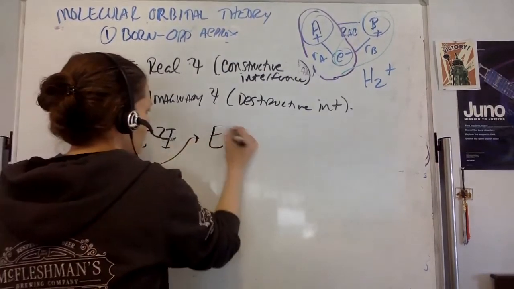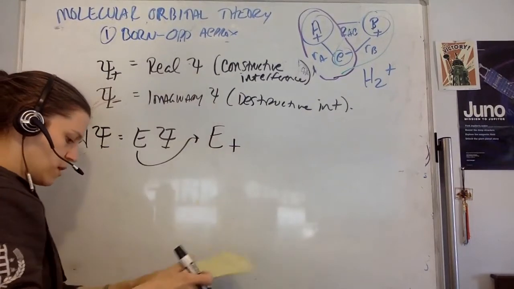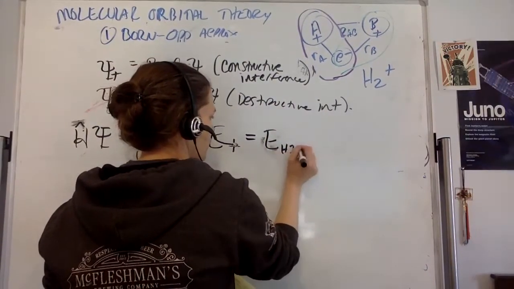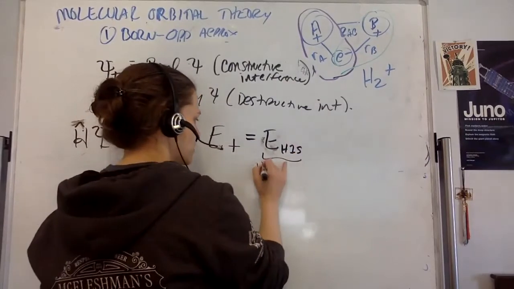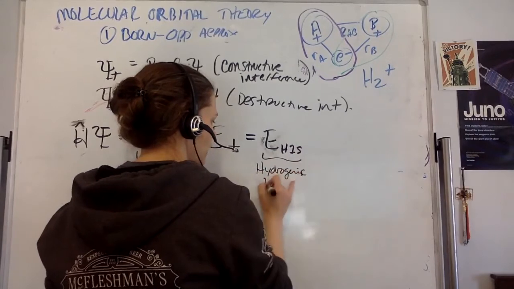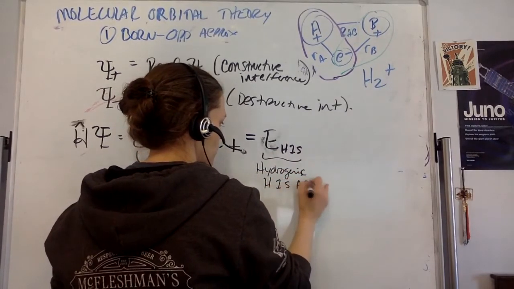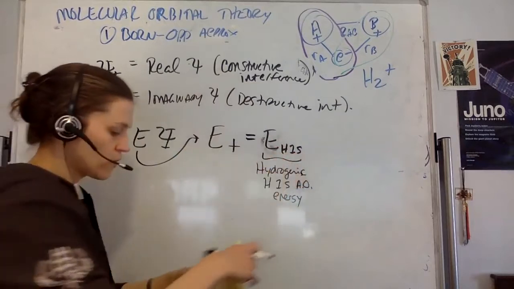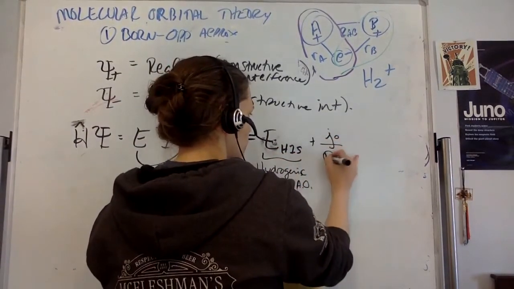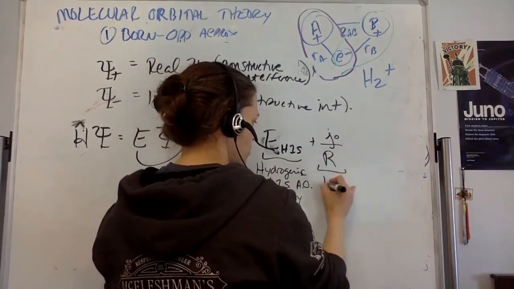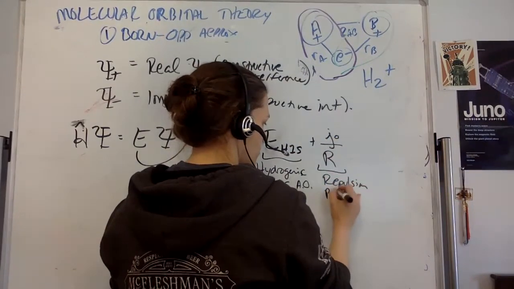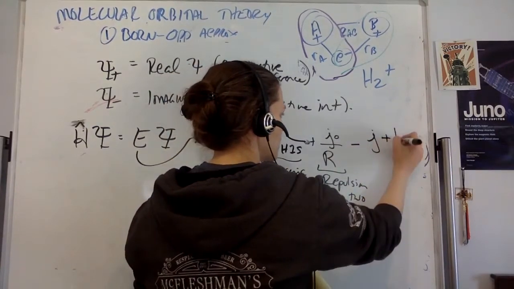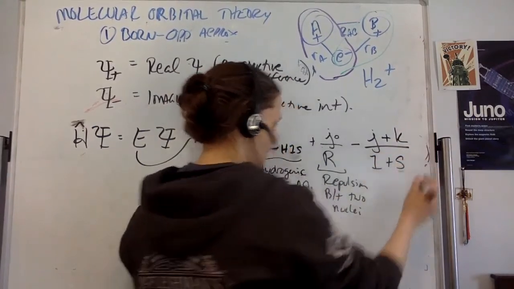So the energy we're going to have based off the constructive interference is going to be the energy of the H1s atomic orbital. So this is the hydrogenic H1s atomic orbital energy. So that whole function that you get with the n squared, h bar squared, and all that goes here, plus J0 over R, which involves the repulsion between the two nuclei, minus J plus K divided by 1 plus S.